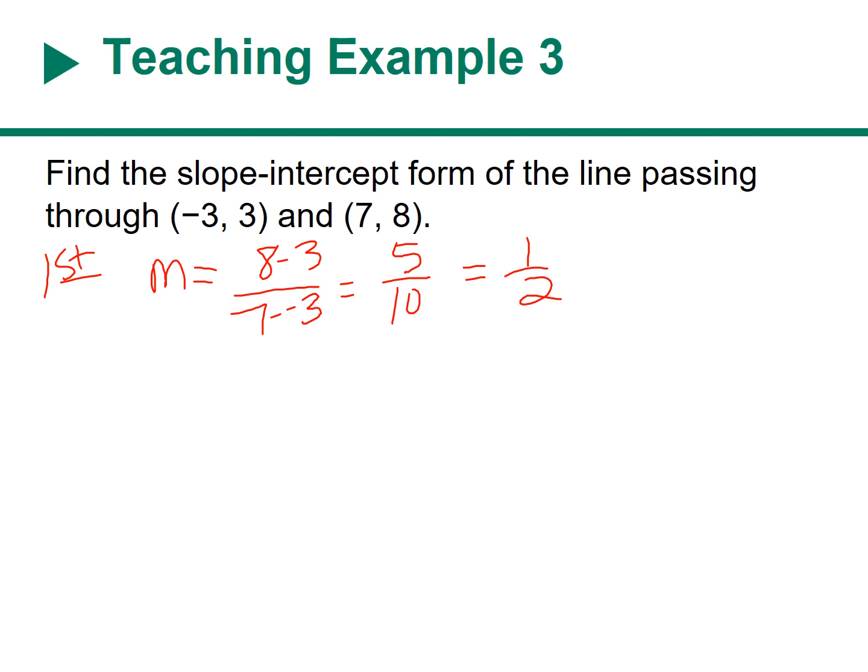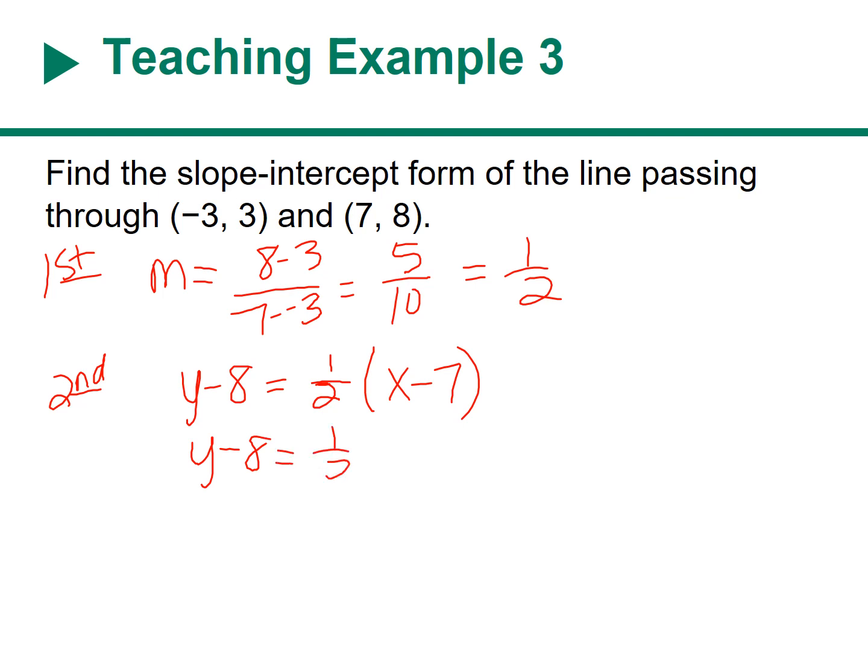Which point would you use? I use 7, 8. Okay. So we have y minus 8 equals 1/2 times x minus 7. We're just going to roll with it. Especially since 8 divided by half is way easier to work with, but 3, well, not really. 3 divided by half. But anyways, we'll continue. Gives us 1/2 x minus 7/2.